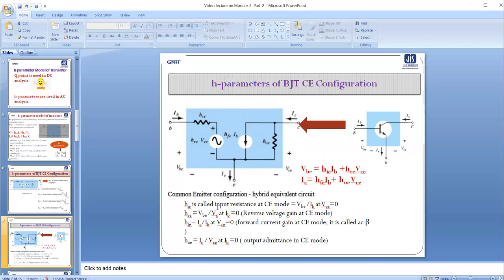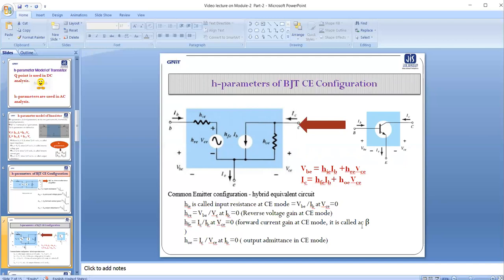The hie is called the input resistance of CE mode, hre called reverse voltage gain at common emitter mode, hfe is called forward current gain at the common emitter. If you see that hfe equals Ic by Ib, from our fundamental knowledge, we know Ic by Ib is beta. But in the previous analysis, when we were dealing with biasing, the beta was purely DC. But here, the h parameter is used for the AC analysis, so hfe is called AC beta. So please be careful about these two terms.